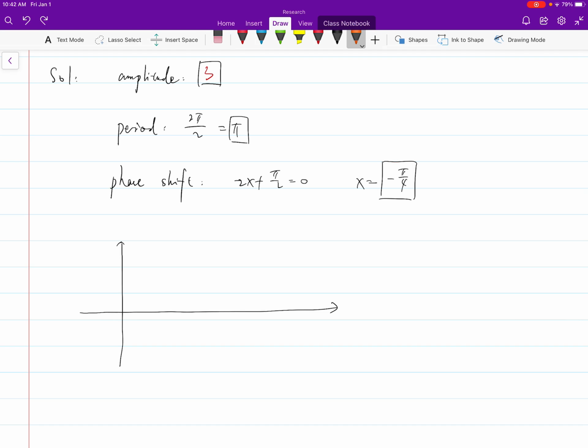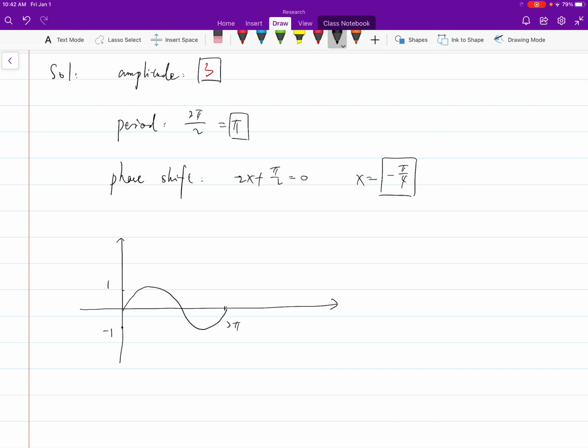All right. So how do we draw the graph? Let's think about several things. Number 1. This is the original sine graph. Now what will this do? Number one, it will change this to be from -3 to 3 due to this 3. The whole thing becomes amplified.